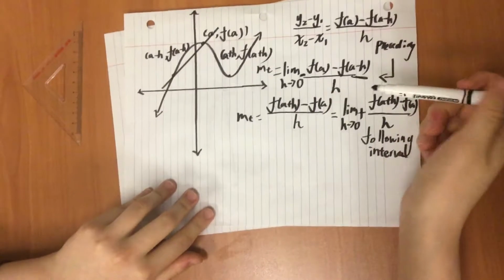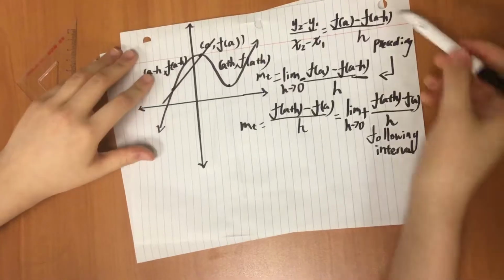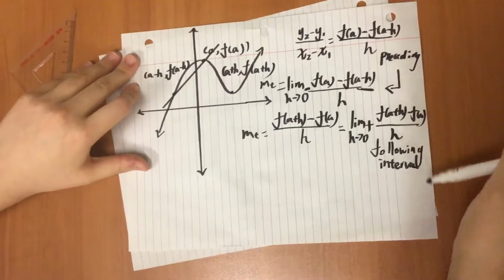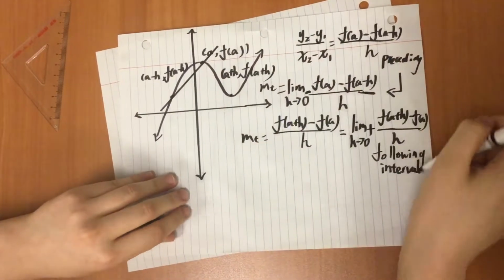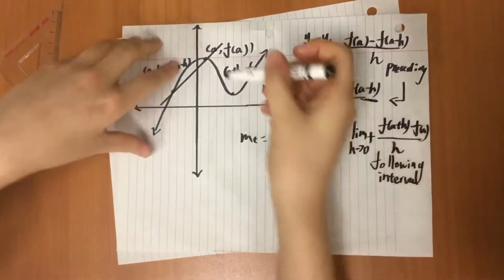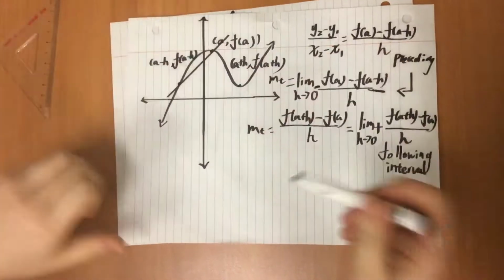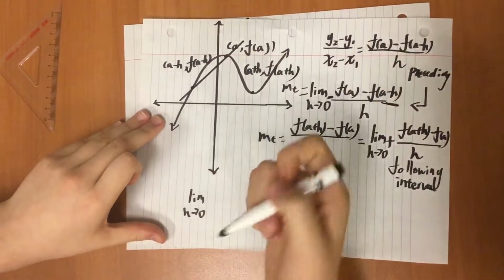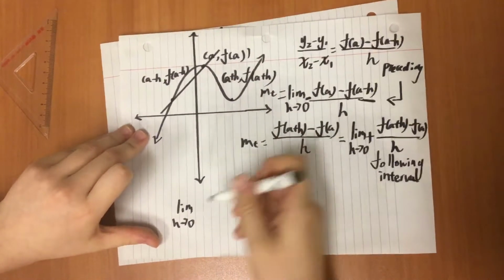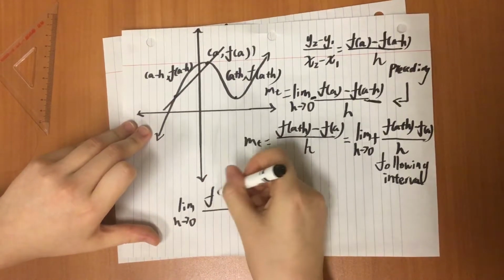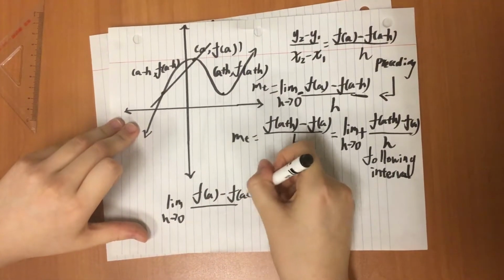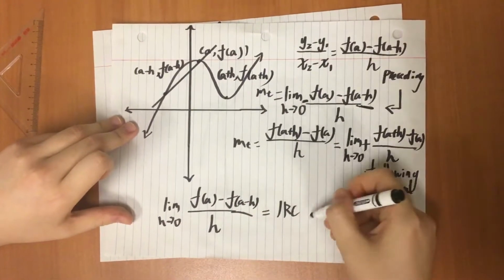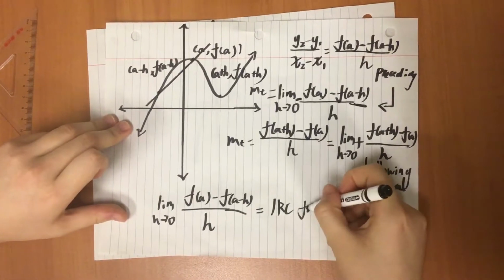Now we are going to combine those two formulas together. Because the preceding interval is approaching the original point from the left side, and the following interval is approaching the original point from the right side, now we're approaching this original point from both sides. It's limit h approaching 0. Because it's from both sides, we don't write a plus or minus sign here. f(a plus h) minus f(a minus h), and the bottom is still h. This is the RC formula using limit.